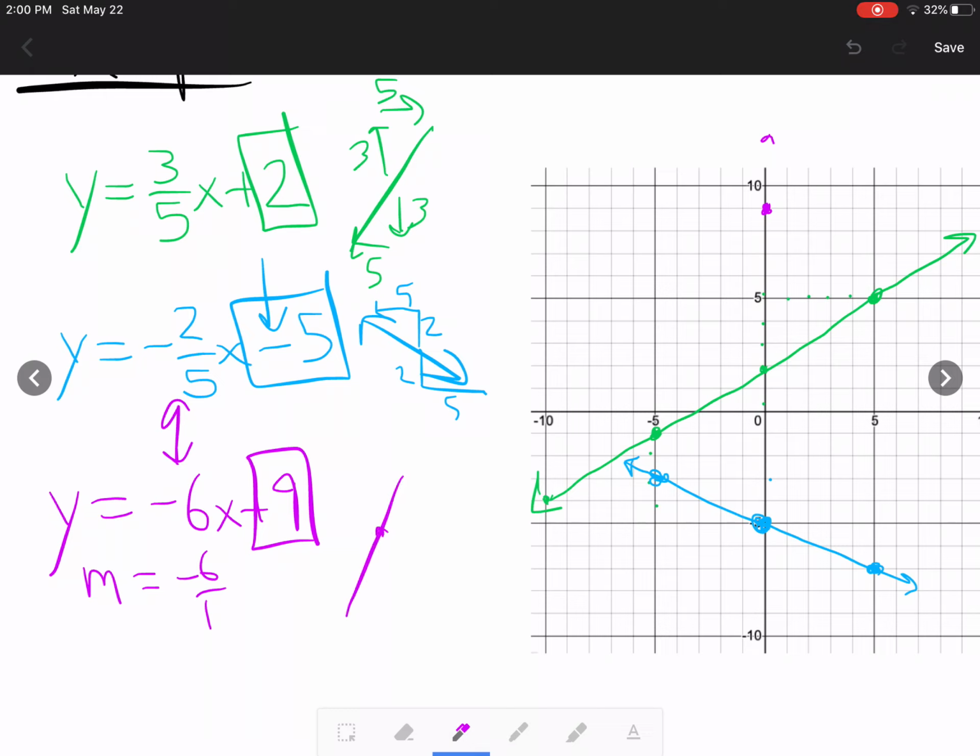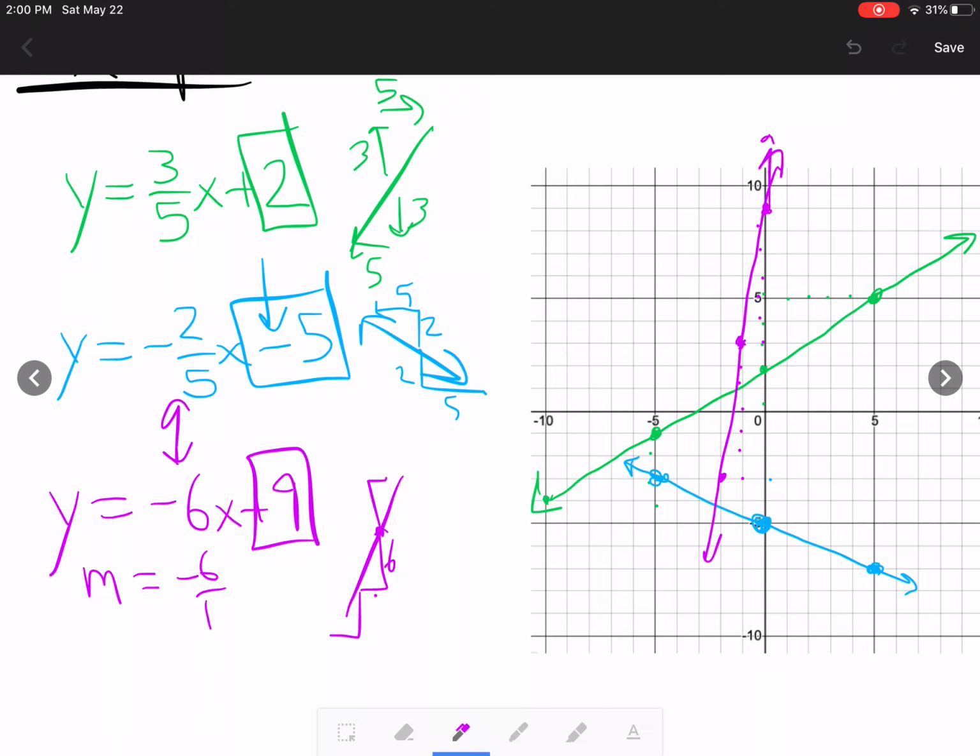So if we wanted to, we could go up 6 over 1, or we could go down 6 over 1, and that's what we're going to do. So we'll go down 1, 2, 3, 4, 5, 6 over 1. And so this is going to be a pretty steep line. Connect them, draw some arrows, and boom. There we go. All right.